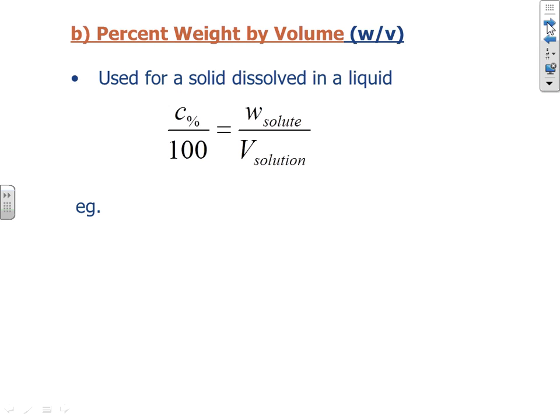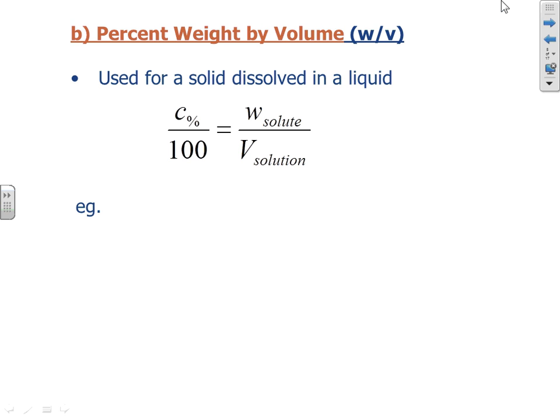The other version, the second version, is weight by volume. Typically when a solid is dissolved in a liquid. Now, we weigh grams on our scales. So in this case, we'll be talking about grams per milliliter.